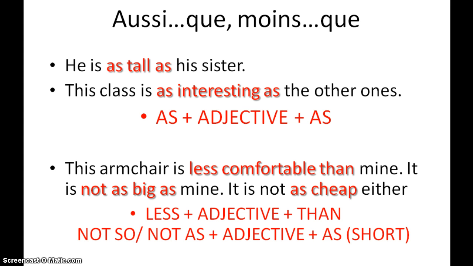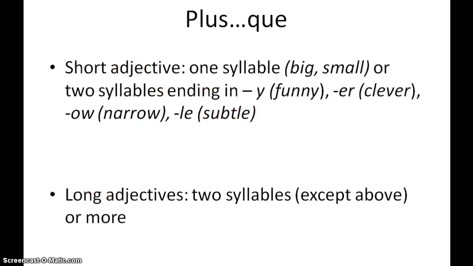Now look, you're going to use less, adjective, and than for long adjectives. For short adjectives, you're not going to use this. This is old-fashioned. We don't do that anymore in English. So you're going to use not so adjective as or not as adjective as. And this is a matter of choice, whichever you prefer.